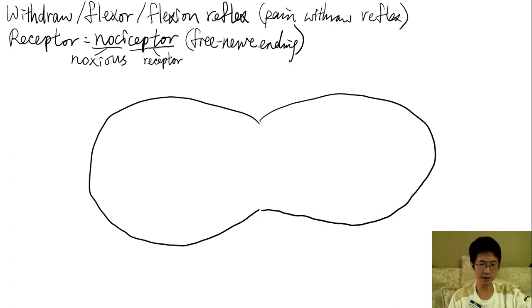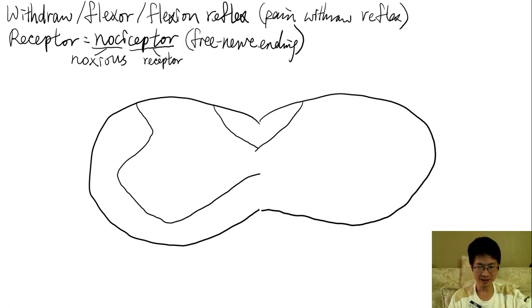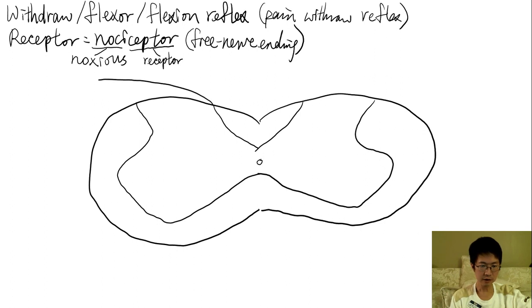Okay, this is not a very good spinal cord. In the real whiteboard, I can draw it better. Central canal, same thing. We have the DRG, dorsal root ganglion. Okay. All right, let's start.